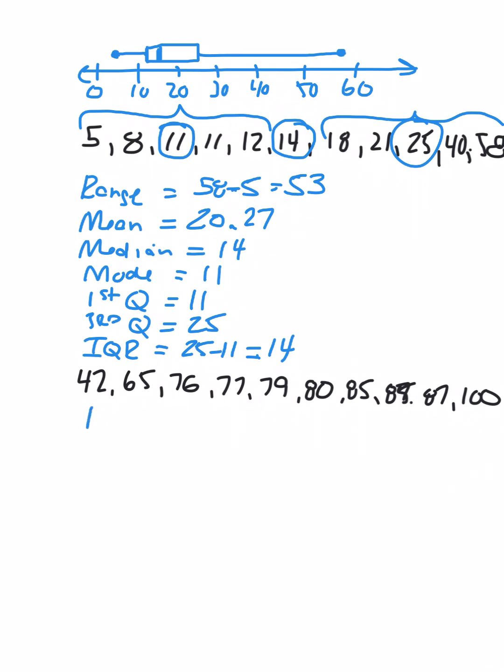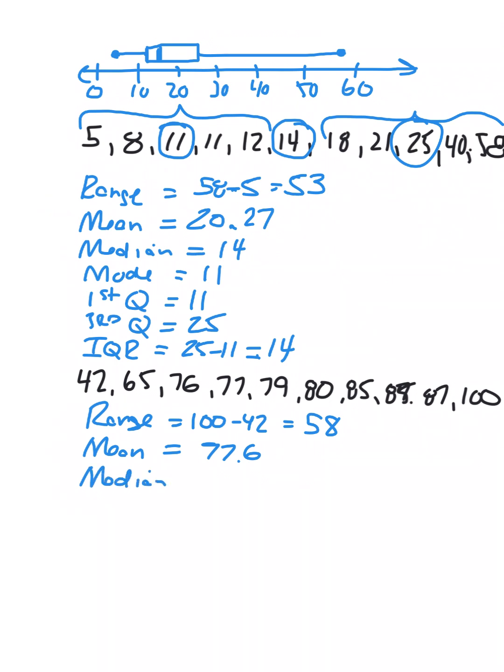In the second set, our range would be 100 minus 42, which would be 58. Our mean, again, we would add up all those numbers. We would divide by 10. We should get a mean of 77.6. Our median, in this case, we've got 10 numbers. There is not an exact middle, but it's right between 79 and 80. Right between 79 and 80 would be 79.5. The mode, the one that occurs most often, we've got 85 twice. So 85 would be our mode.